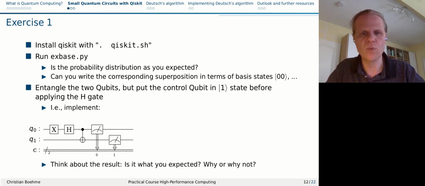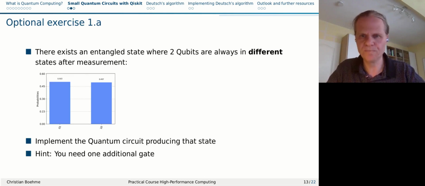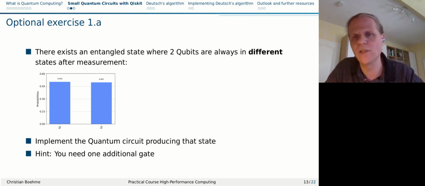However, because some of you won't take long for that, I have some additional optional tasks. 1A would be: we now discuss the entangled state of 00 and 11, but there's also an entangled state of 01 and 10. That's the state where the 2 qubits are certain to disagree, right? So if I measure 1 in 0, then I know the other one will be in state 1. And you implement a quantum circuit which produces this state.